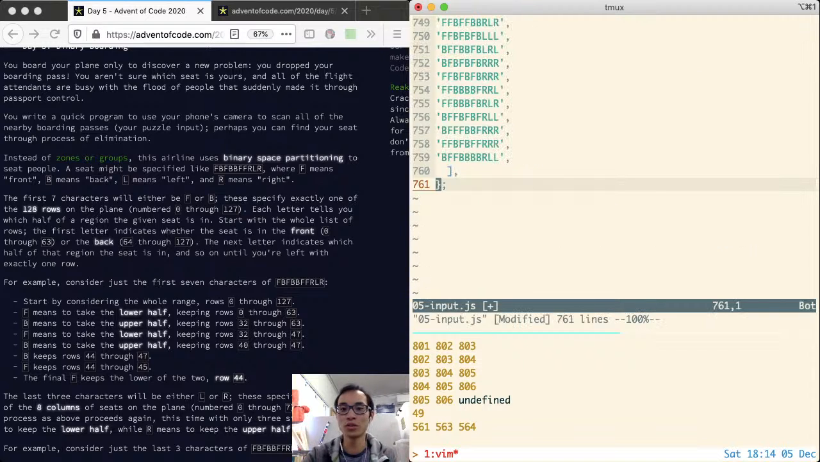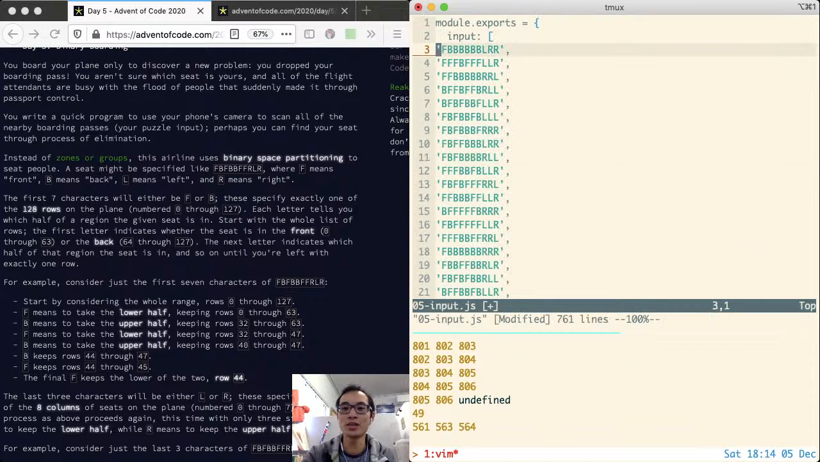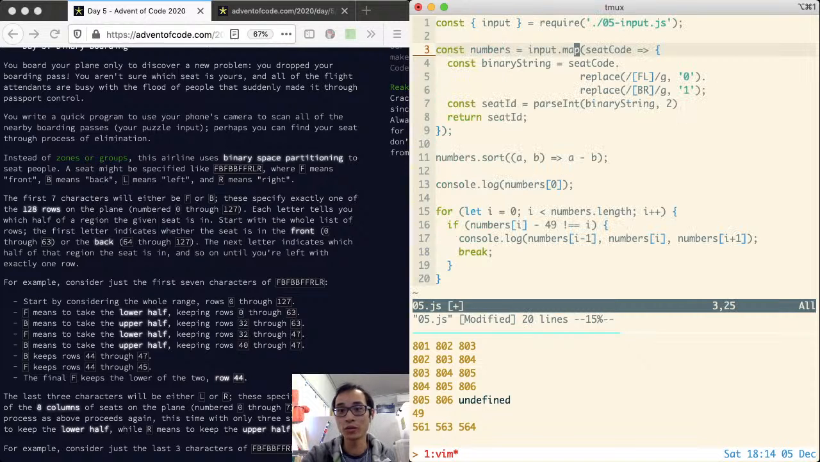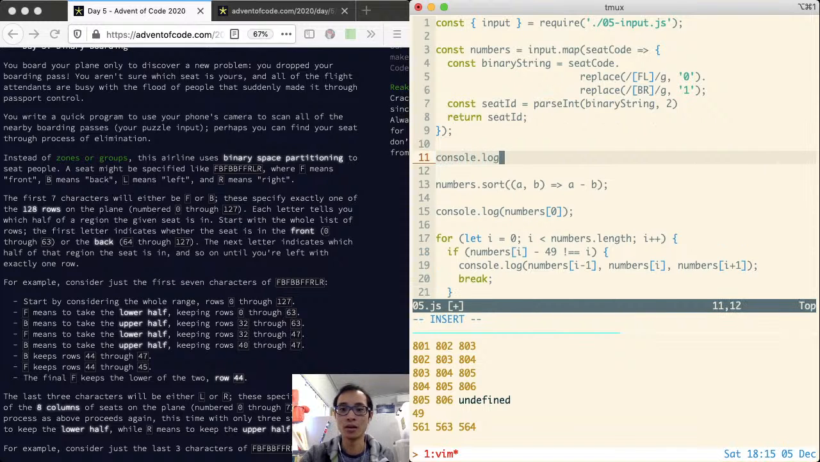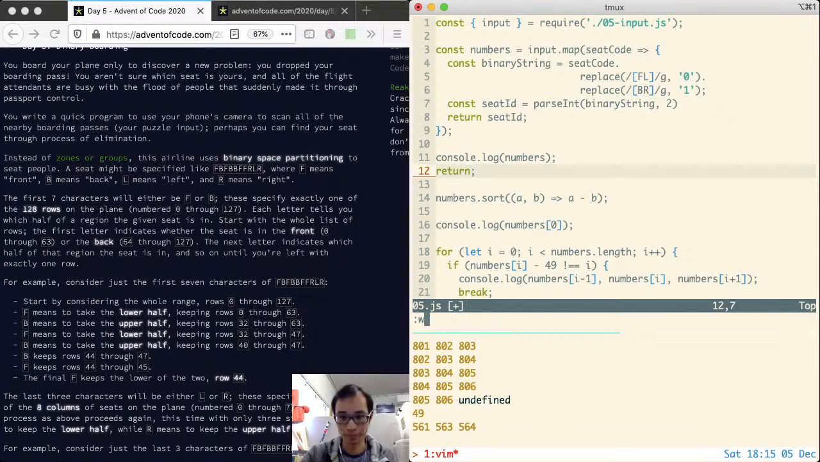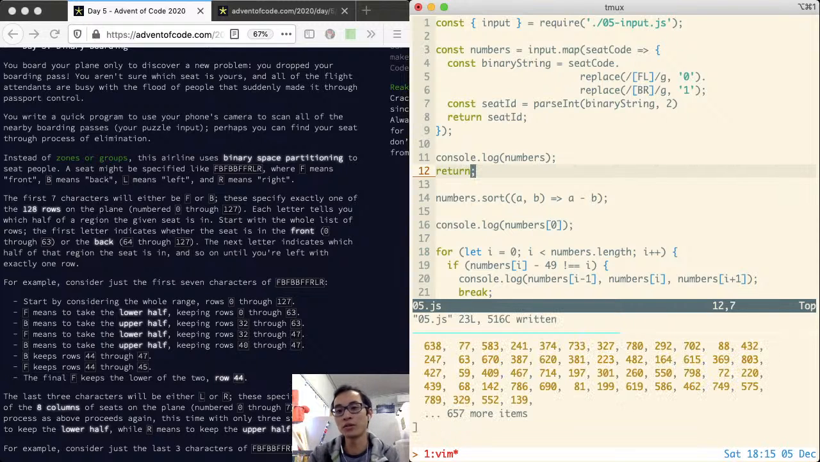We have a list and it's all strings. What map is saying is take each of these values in this array as an input, run it through this function, take whatever comes out the other end, and return a new array with the results of running this function over each of the inputs individually. And so numbers at this point is an unsorted array of all the seats that we had in our input, which you can see in the bottom half of the screen there.